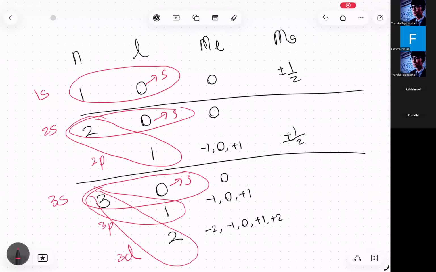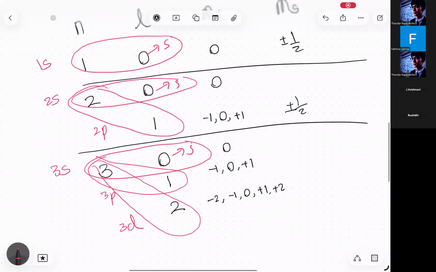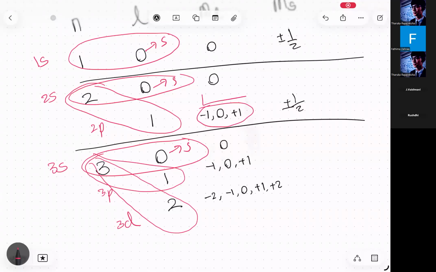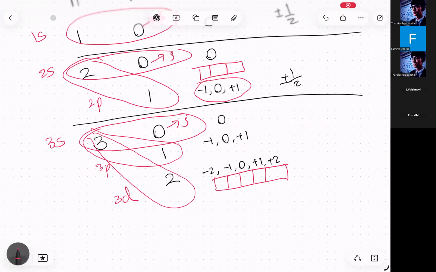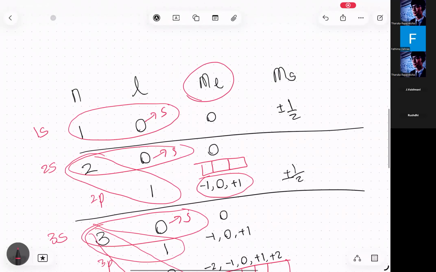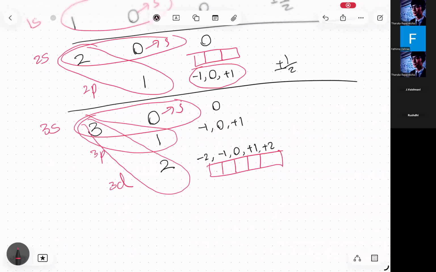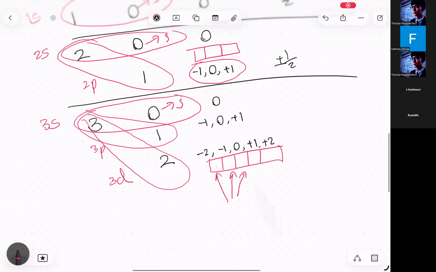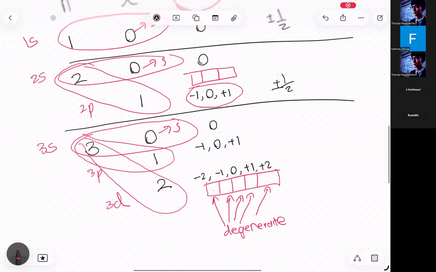So that is how you deal with quantum numbers. Now you can see a p sub-energy level has 3 orbitals. Those 3 boxes we draw like this. And here there are 5 boxes. This is a d orbital: 1, 2, 3, 4, 5. Each box has a number, and that number is determined by the m sub l value. These orbitals have the same energy, so we call them degenerate orbitals. Now those are quantum numbers, and let's look at the question.